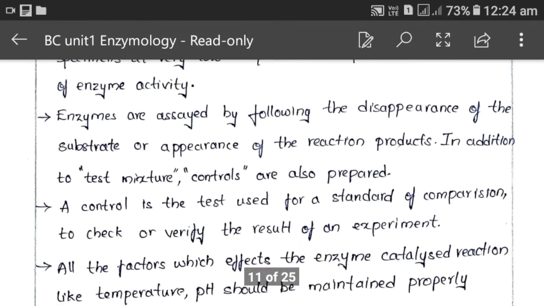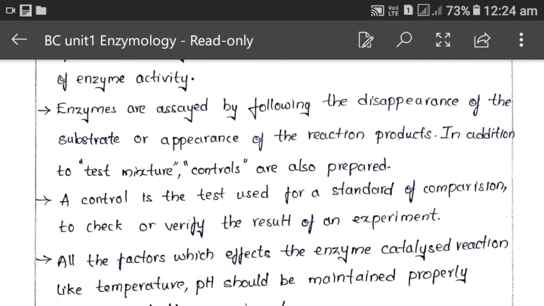Enzymes are assayed by following the disappearance of the substrate or the appearance of the reaction products. That means if an enzyme reacts with a substrate, the substrate will be converted into product, and there will be an absence of substrate at the end of product formation. So the enzyme assay can be estimated using this substrate disappearance method or the appearance of the reaction products. Either we can observe the absence of the substrate or the presence of the product; either will give the enzyme assay result.